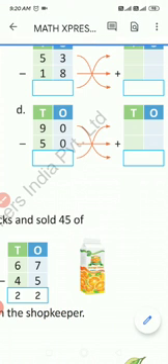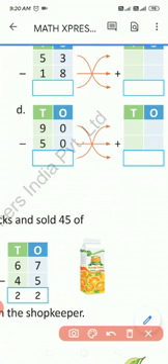90 minus 50. 0 minus 0 is equal to 0, and 9 minus 5 is equal to 4. Answer is 40. So 40 is the difference between 90 and 50.